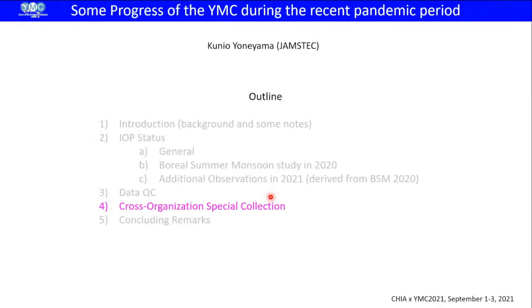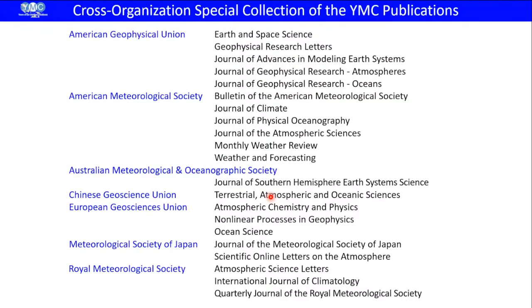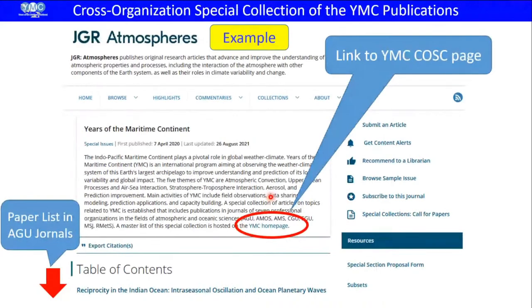Okay, oh, time is coming. Yes. So finally, I would like to also mention that we organized the cross-organized special collection. So far, many journals have joined this, the special collection. For example, if you access the JGR special collection pages, they have a link to the YMC cross-organized special collection pages. It means that it is not necessary to look for many YMC papers at different pages. If you access our website, you can find almost all YMC-related papers.